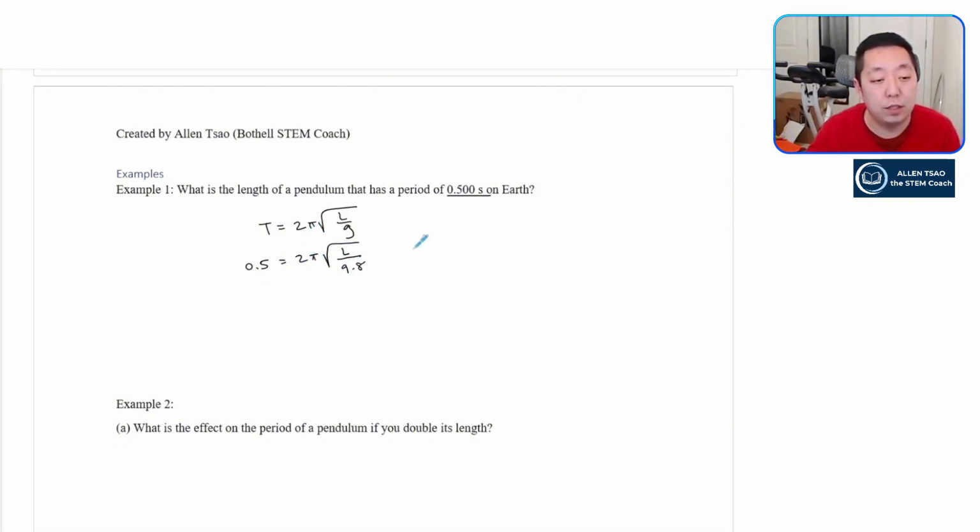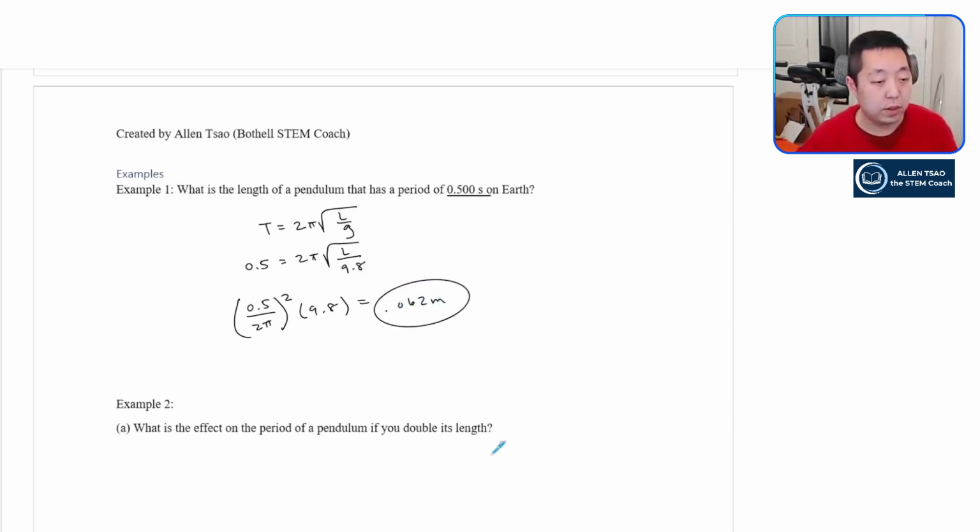So we're going to divide by 2 pi. That will give me the square root of L over g, and then I'm going to square it, which gets rid of the square root, then multiply by 9.8. And that is 0.062 meters.